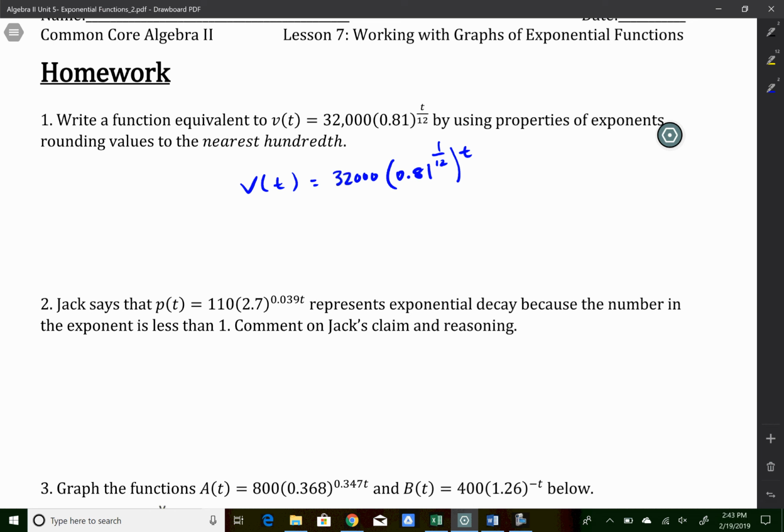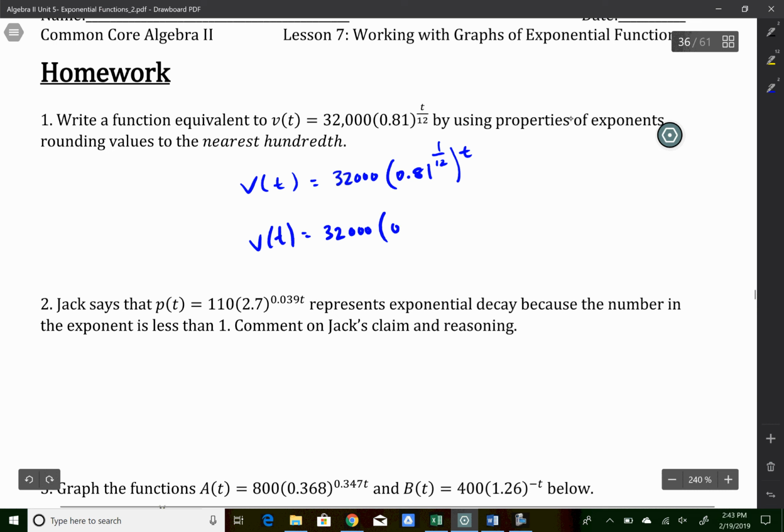So now if I take 0.81 and raise that to the power of 1 over 12, I get v of t is equal to 32,000 times 0.98 all to the t.